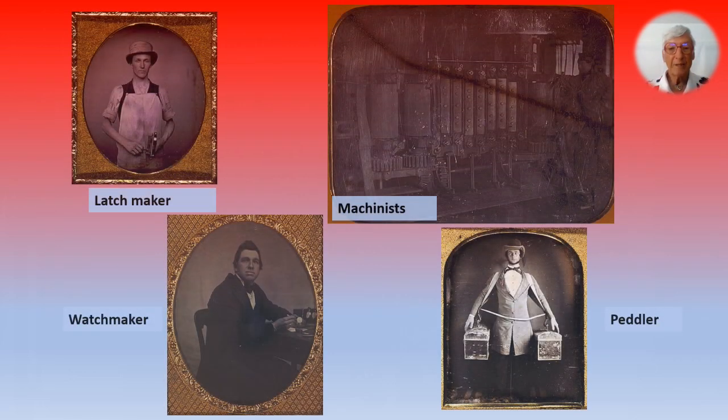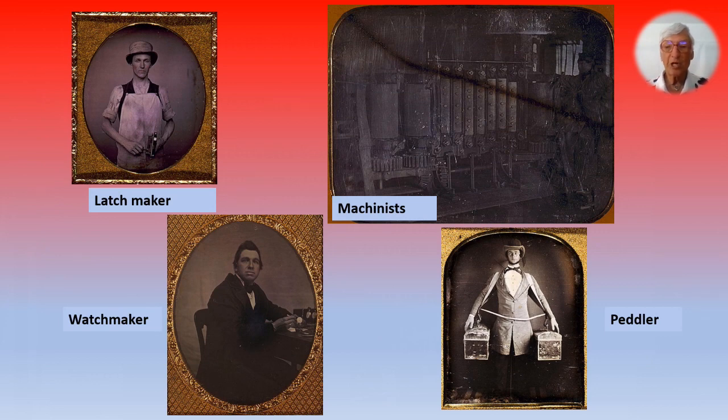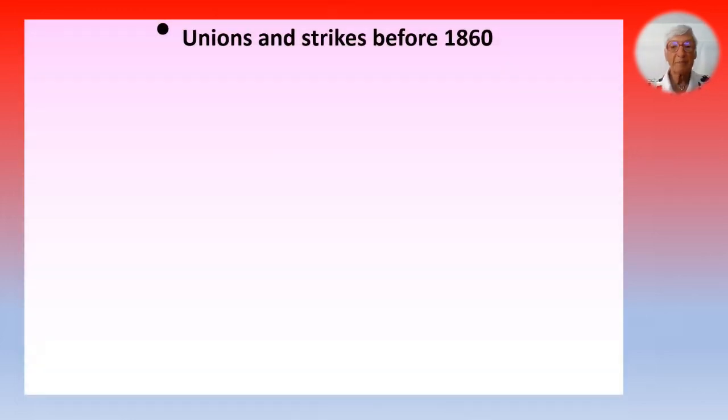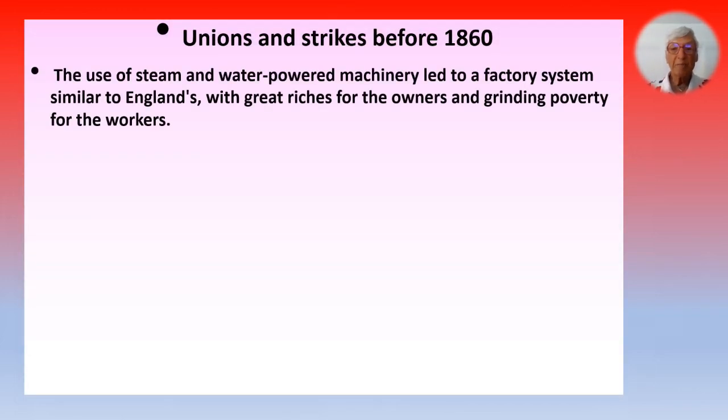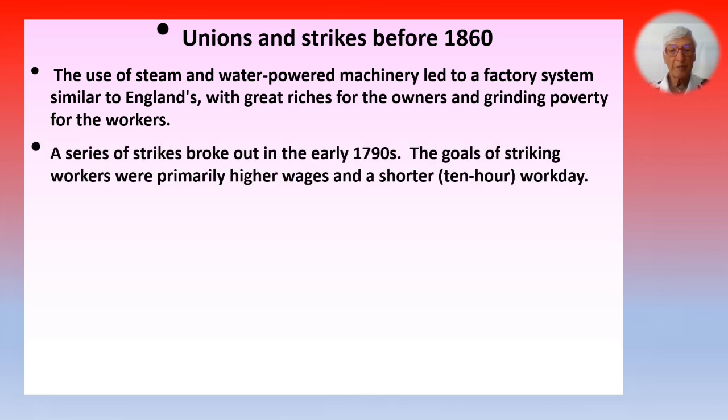And the workers were doing jobs like latchmakers and machinists and watchmakers and door-to-door peddlers, too, that existed in this time. The use of steam and water-powered machinery led to a factory system similar to England's, with great riches for the owners and grinding poverty for the workers. A series of strikes broke out in the early 1790s, and the goals of striking workers were primarily higher wages and a shorter workday, which for them meant a 10-hour workday.